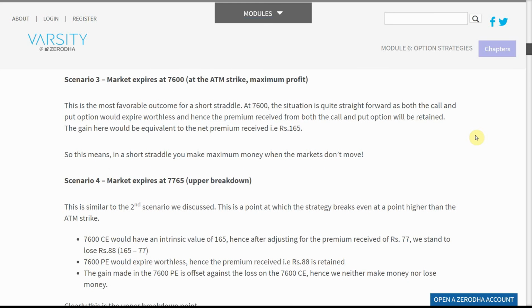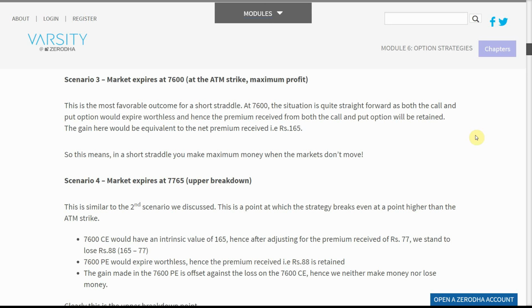Scenario 3, market expires at 7,600 at the ATM strike. Maximum profit. This is the most favorable outcome for a short straddle. At 7,600, the situation is quite straightforward as both the call and put option would expire worthless and hence the premium received from both the call and put option will be retained. The gain here would be equivalent to the net premium received, i.e. 165 rupees. So this means, in a short straddle you make maximum money when the markets don't move.